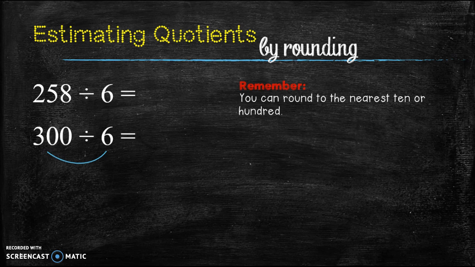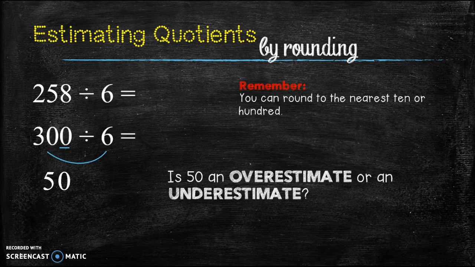So 30 divided by 6 is 5, and then how many zeros do we have left over? Well, if you said 2, you wouldn't be right, because remember our initial problem was 30 divided by 6. So really there's only 1 zero left. So we'll bring that 0 down, and then we know our good estimate here is 50. Is 50 an overestimate or an underestimate? Do you remember this from when we talked about estimating multiplication by rounding? Well, in this case, our original number, 258, was rounded up to 300. So this 50 would be an overestimate because we rounded up.